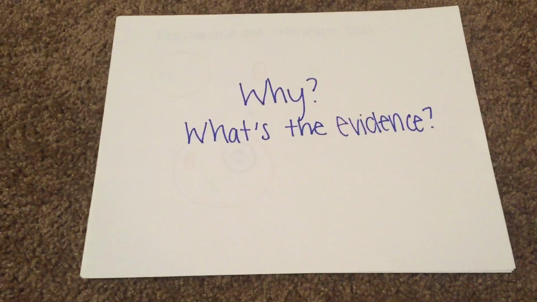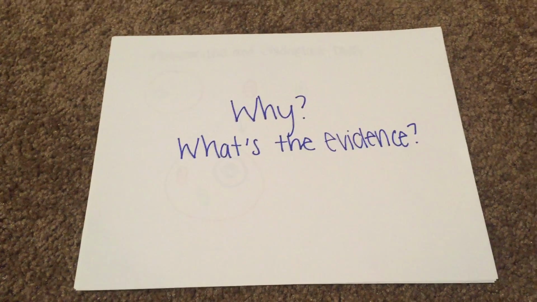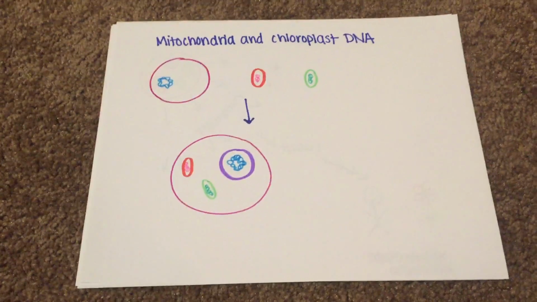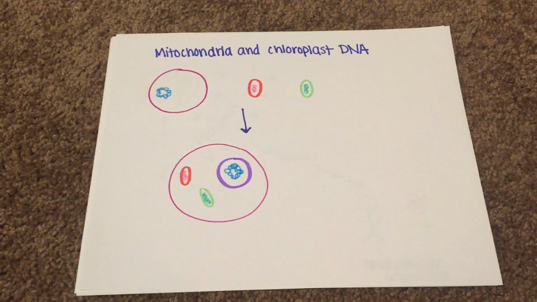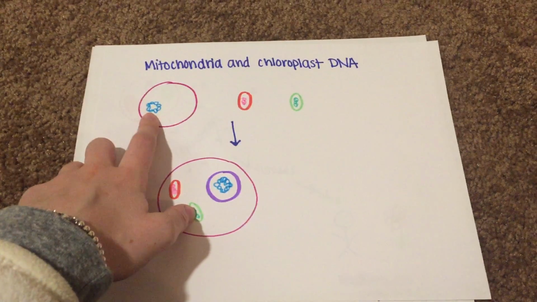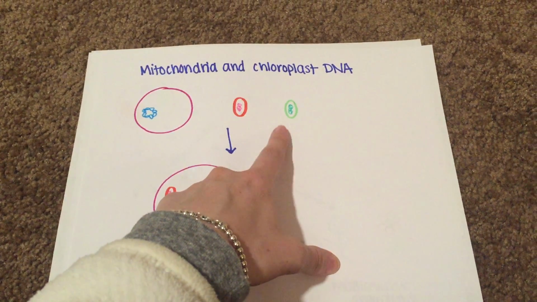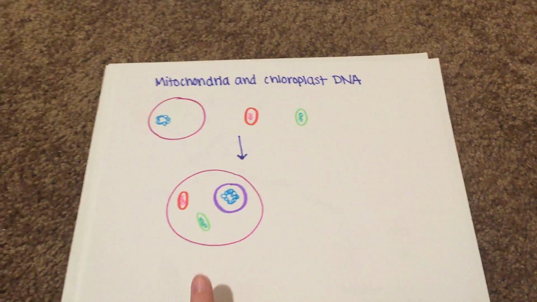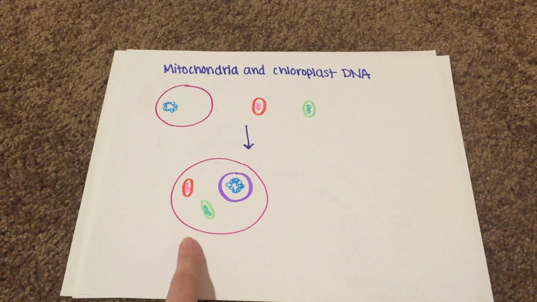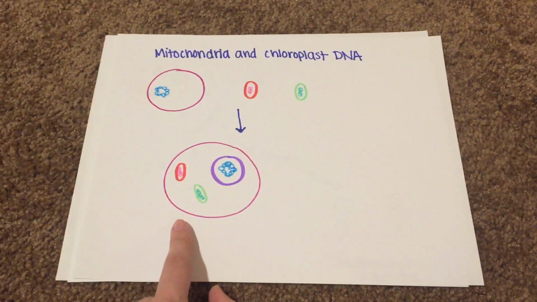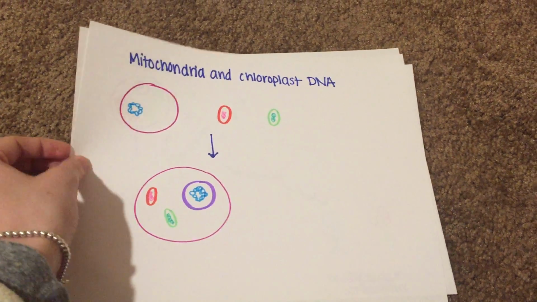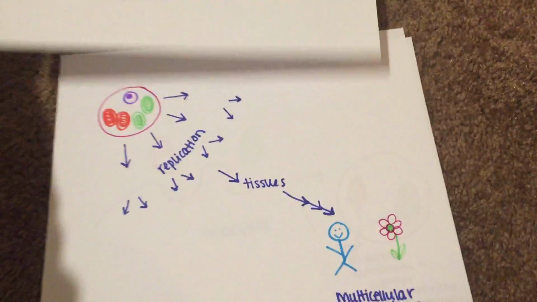Okay, so why do we believe endosymbiotic theory, and what's the evidence behind it? Well, to start, mitochondria and chloroplasts have their own DNA inside of the cell. So here we have the prokaryotic cells, and it has its own DNA. This red cell has its own DNA, and this green cell has its own DNA. And what we see in eukaryotic cells is the cell itself has its DNA in the nucleus, and then mitochondria and chloroplasts each have their own separate DNA. So that is one point of evidence to describe how endosymbiotic theory really might be true.